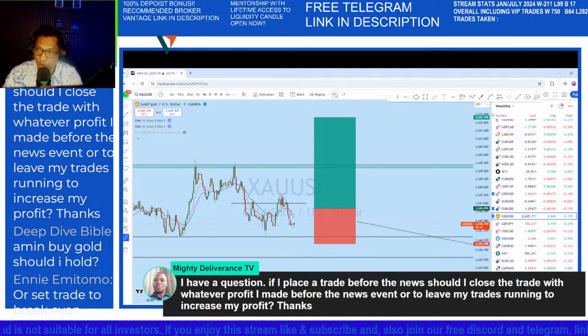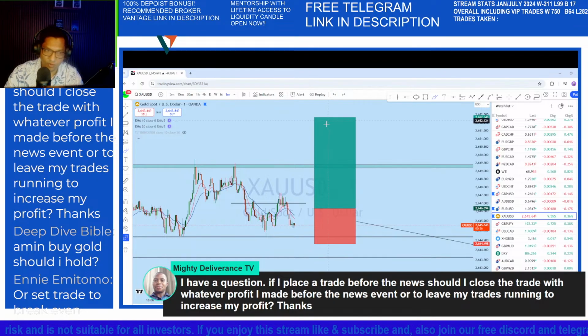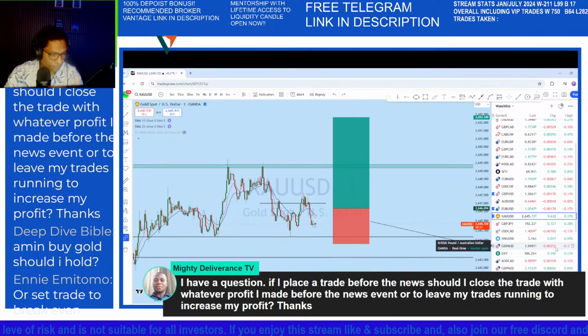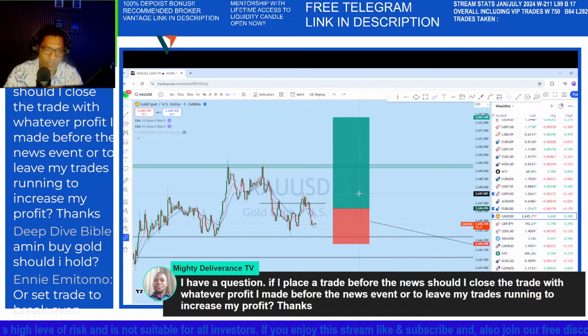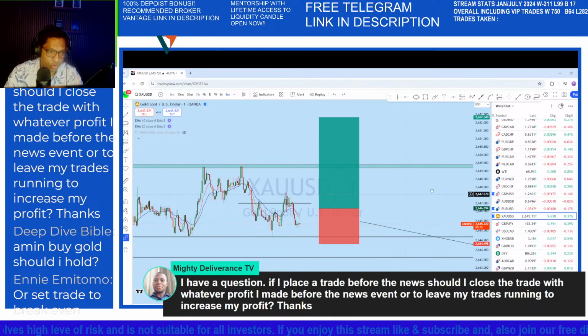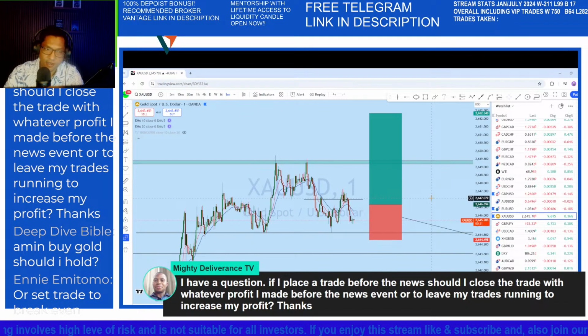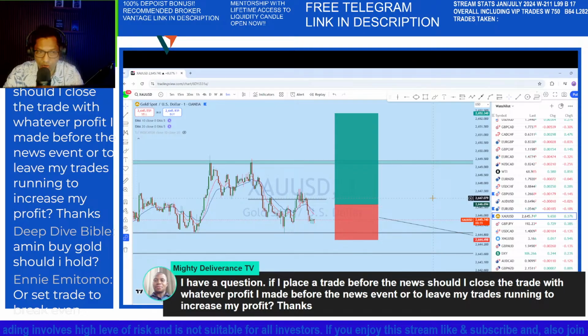The last option is to close the trade entirely, which is also a good option, because if you are not familiar with all of this, then the best option is not to keep the trade open during the news, which is also a good idea, especially if you are trading on a lower time frame.